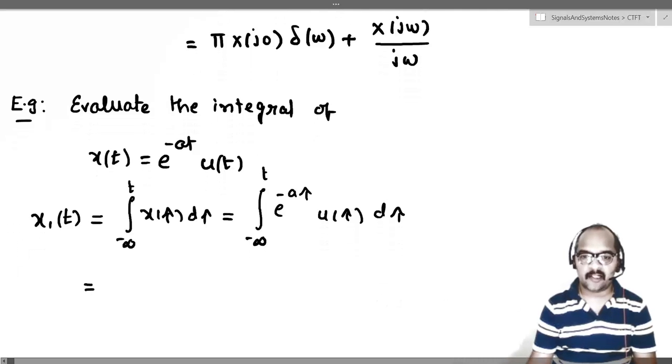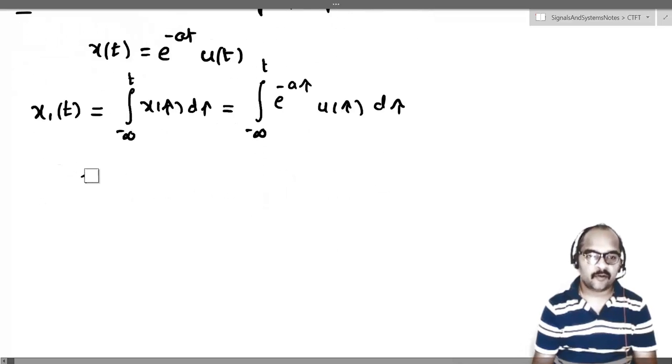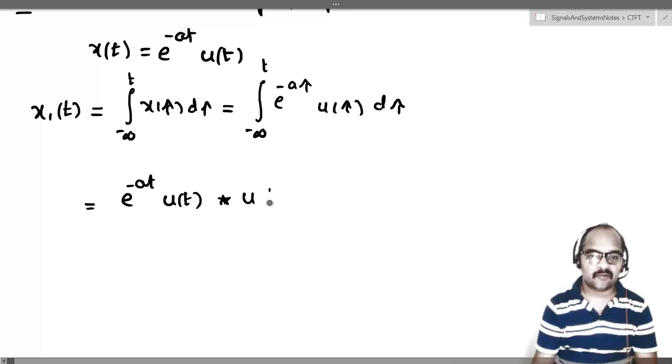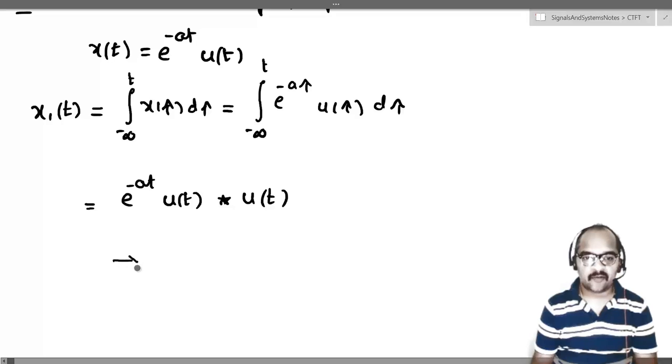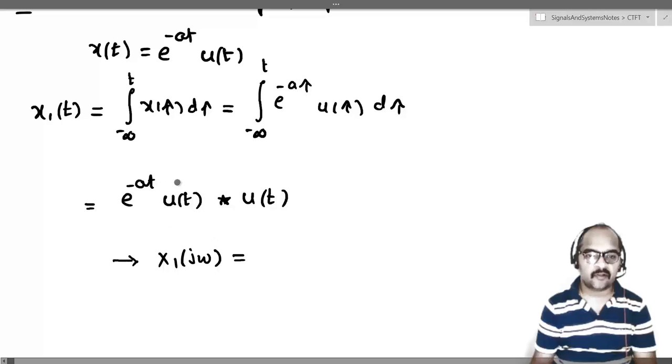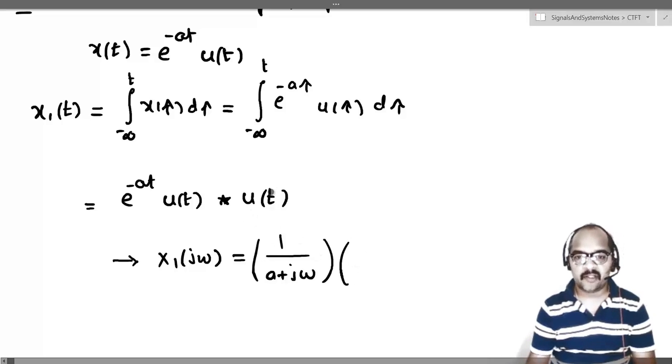So this integral is same as e power minus at u of t, and this fellow is convolved with u of t. So what will happen if you go into frequency domain? We get X1 of j omega is equal to how much here? E power minus at u of t will have 1 by a plus j omega, and this fellow is multiplied with Fourier transform of u of t.